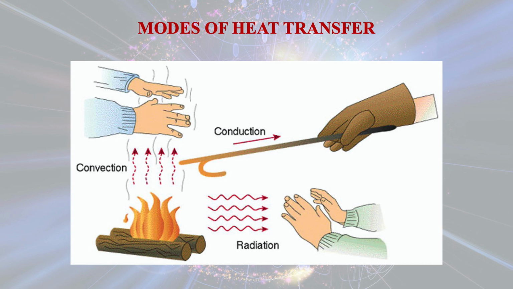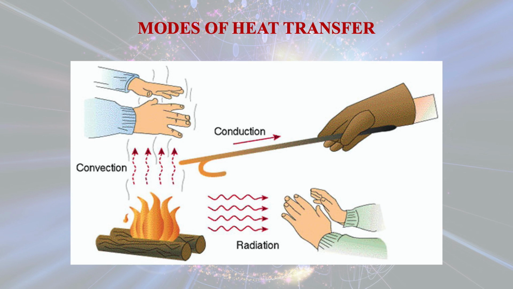And you see the person who is putting his hand just on top of the flame is also receiving heat, and that is due to convection. Here what is happening is that the air adjacent to the flame is being heated and its density decreases.